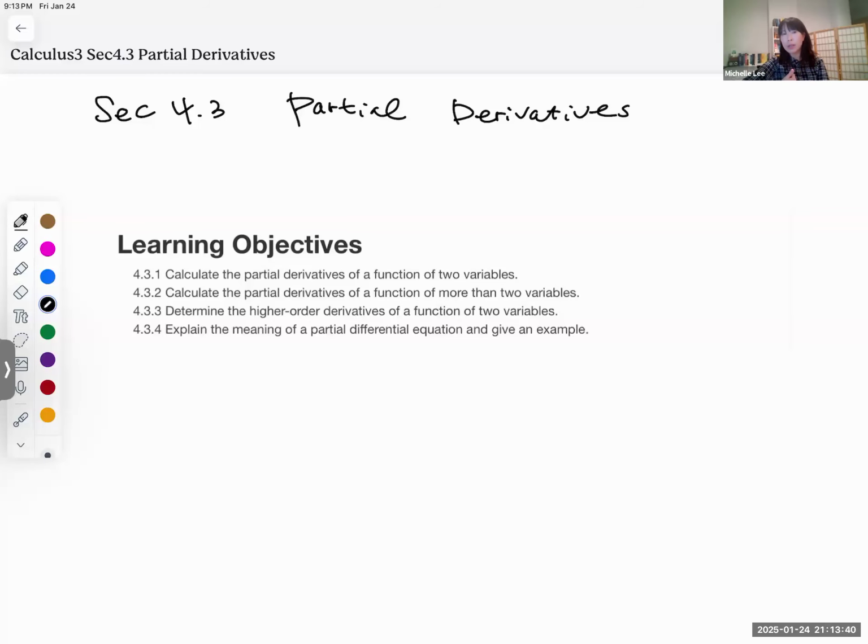Hello everyone, today we're gonna learn section 4.3, partial derivatives. Okay, so we know what a derivative means.